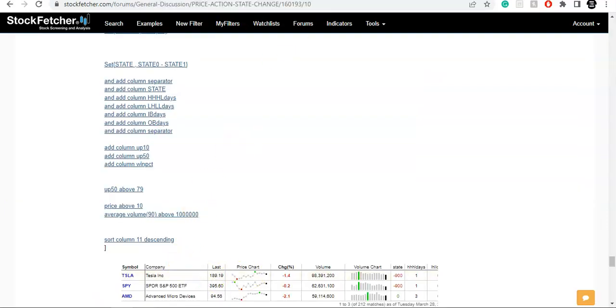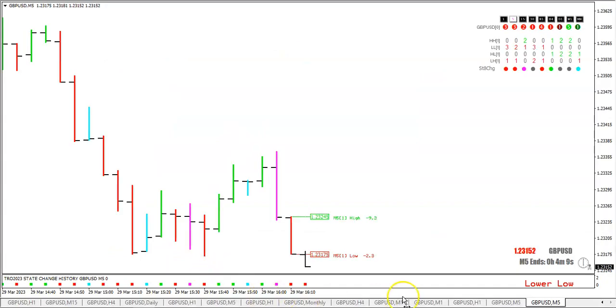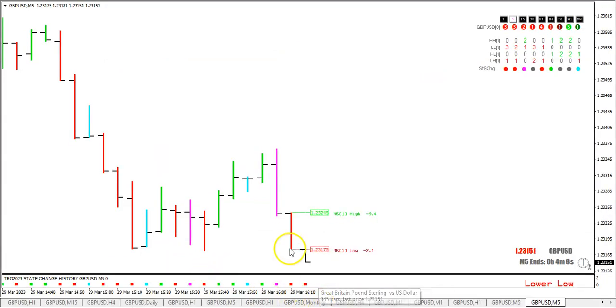So, fellow traders, if you have any questions about state change, feel free to ask, and there's another breakout for a couple of pips.